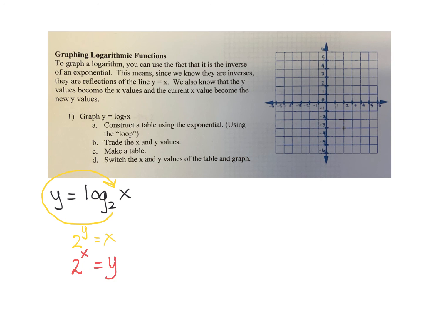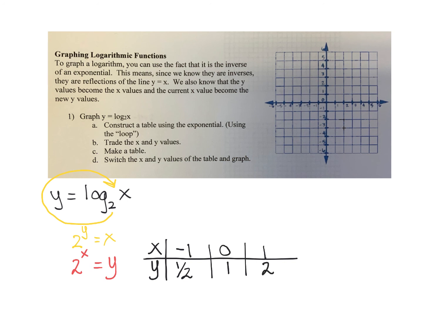So now I can make a table. Here's my x and my y. Let's pick the same ones we used before: -1, 0, and 1. If I plug in -1 for the x, I get 1/2. It flips the 2 to the bottom. And 2 to the 0th power is 1, and 2 to the first is 2.